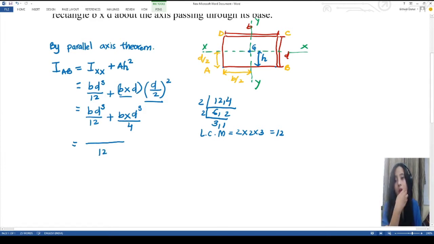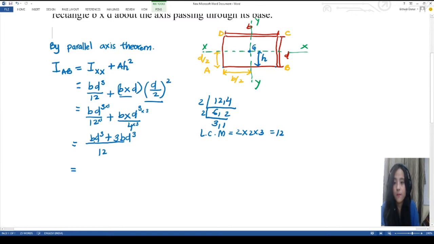So now to do the addition, we have found the LCM. Now how much times in the denominator here will make it 12? It is times 1, right? Similarly for here it is times 3. So the same number you have to multiply in the numerator, times 1 times 3, right? So how much will I get from here? It will be BD cube plus, how much will it be here? It will be 3BD cube, right?